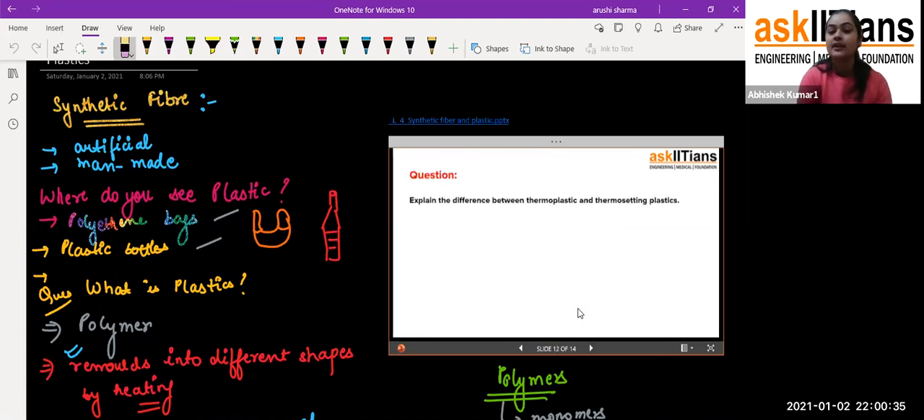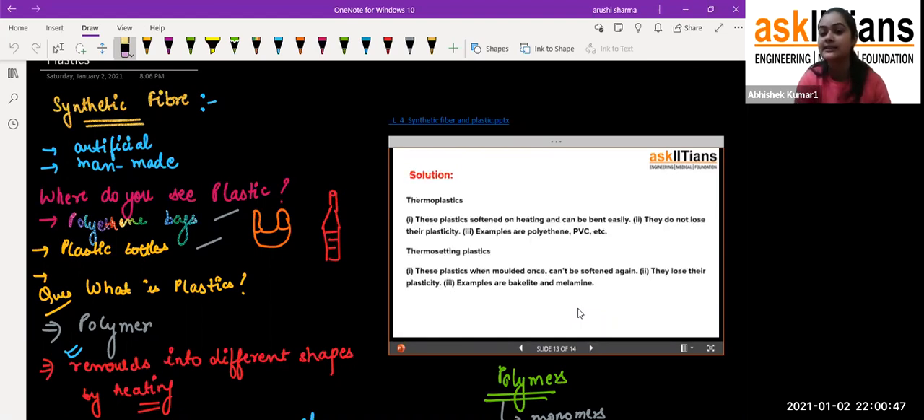Now explain the difference between thermoplastic and thermosetting plastic. I hope all of my students are now able to answer this question very easily. Thermosetting plastic, when molded once, can't be softened again. They lose their plasticity. Examples are bakelite and melamine. And thermoplastic is one which you can remold into different shapes, for example polythene and PVC. So these are some of the questions which I wanted to discuss with you.